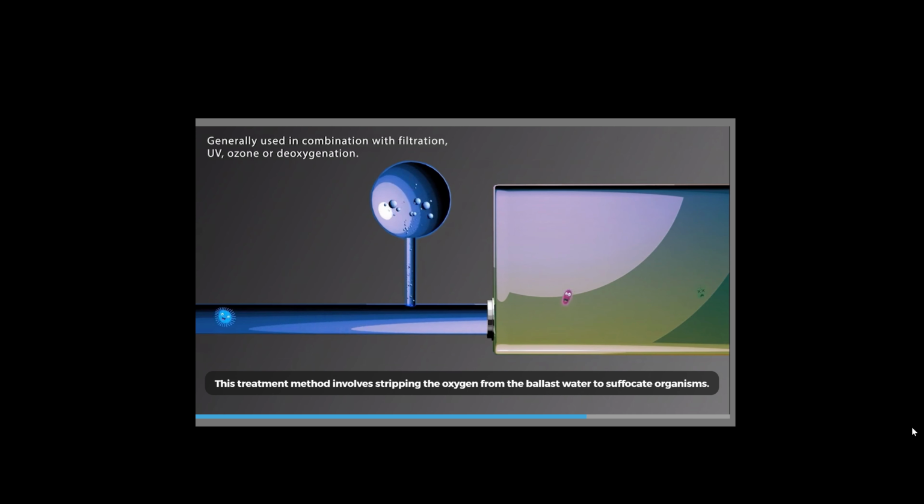This treatment method involves stripping the oxygen from the ballast water to suffocate organisms. This is usually done by injecting nitrogen or another inert gas into the ballast water. The low oxygen level then kills most of the oxygen-dependent organisms. It generally takes several days for the inert gas to fully deoxygenate the water. If a ship is already installed with an inert gas system, then a deoxygenation system will not require more space on board ships.